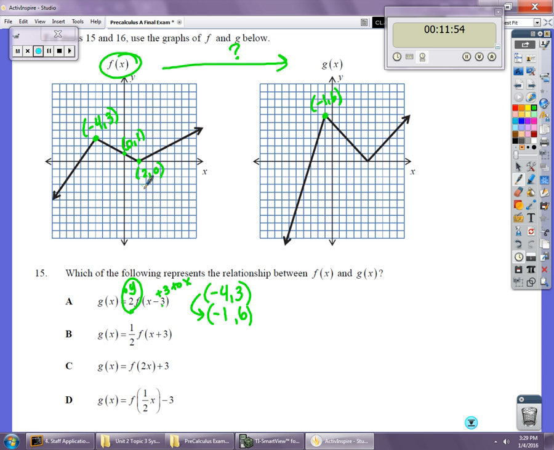Let's try it on the 2, 0, because maybe we just got lucky. The y should be times 2, so that's going to stay a 0. And then it says x minus 3. That means we're going to add 3, so this new one should be 5, 0. I think we found it. We got pretty lucky on this one. The answer is A.